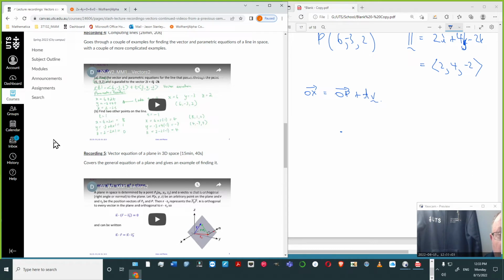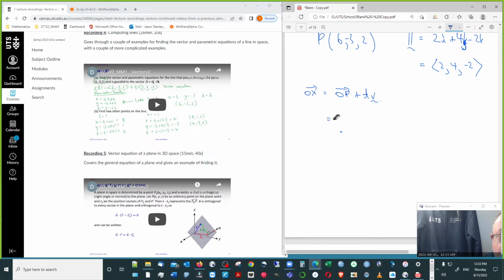So what do we expect to put in? Well, we're going to put in our unknown t, our 6, 3, 2, the point has a vector from the origin, that's our position vector, plus t, and then we've got our parallel vector. Now that step there, folks, is the big step. That's huge.